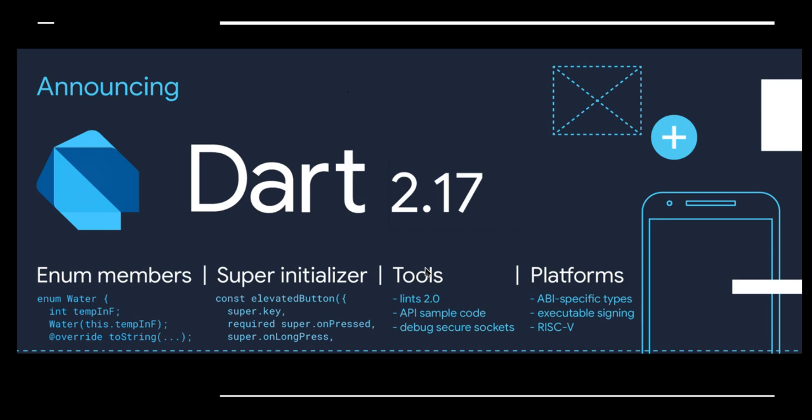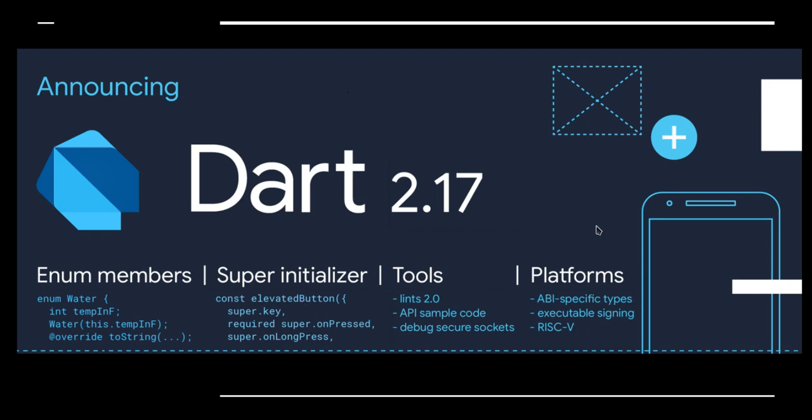We're also going to take a look at some of the things that have been improved in Dart. For example, we got improvements on tools, like Lints 2.0. We also have some documentation improvements and some API sample code added to a lot of the tools and a lot of the documentation. And we also got this thing called the bug secure socket. We're not going to be talking in depth about this. We're only going to be taking a look at some of the things added at the language level.